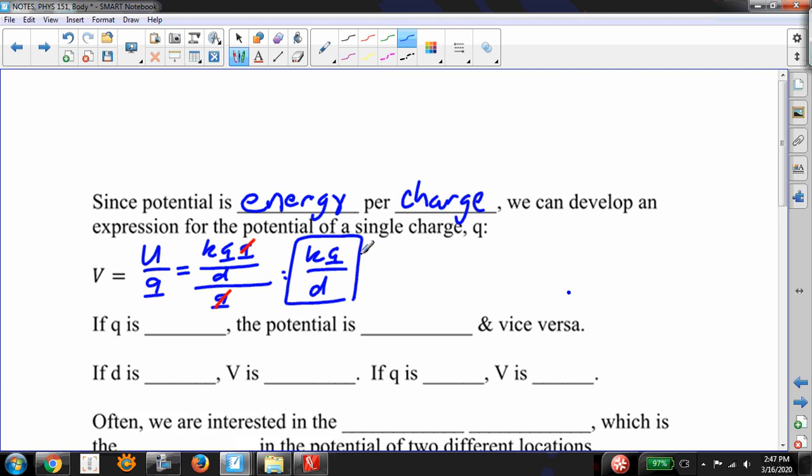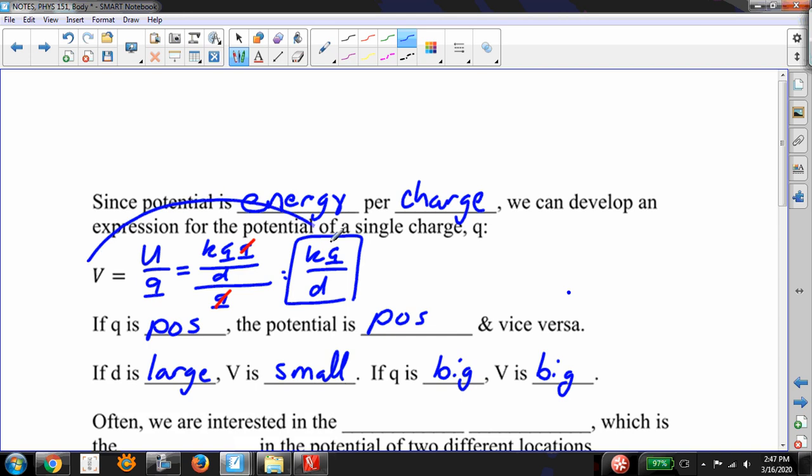If Q is positive, the potential is positive, and vice versa. If Q is negative, then I'm going to have a negative potential. If D is large, V is small. If Q is big, what is V going to be? V will also be big. I have a direct relationship between V and Q, and an inverse relationship between V and D.